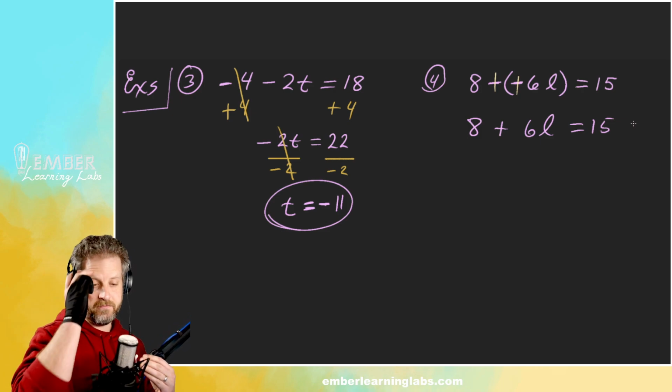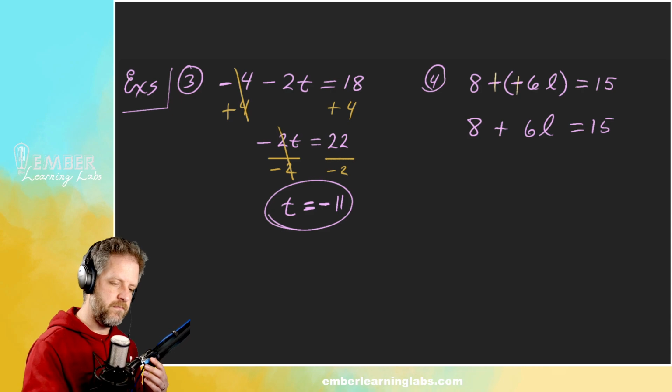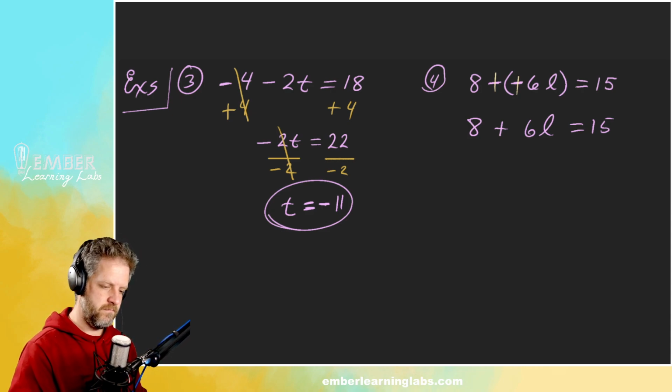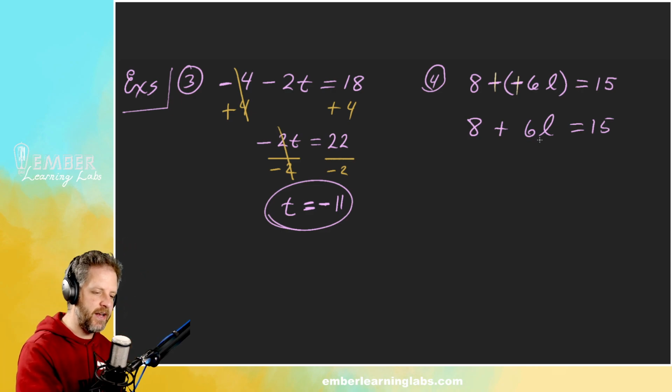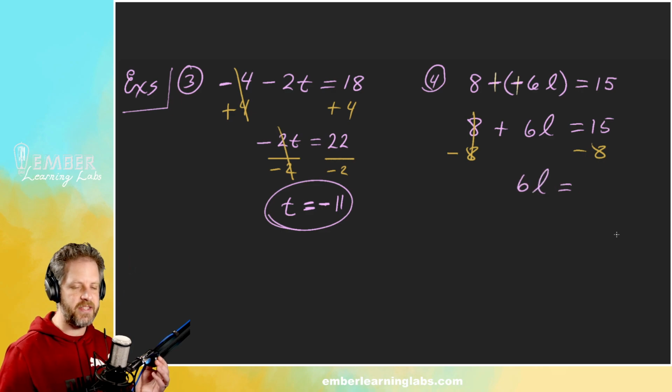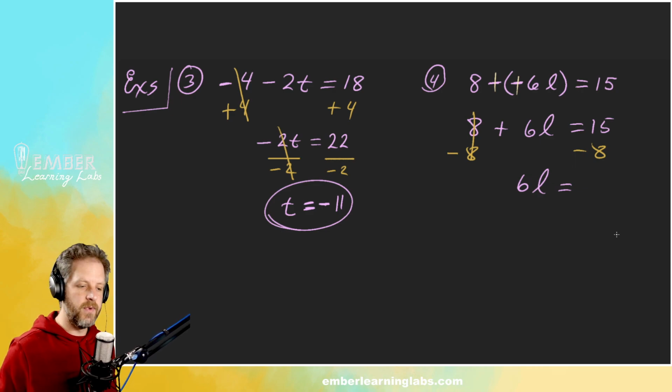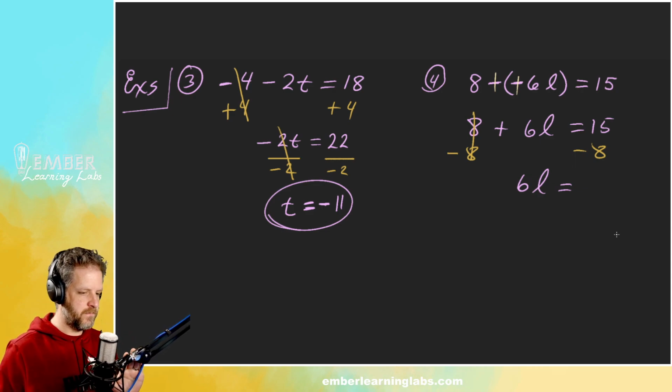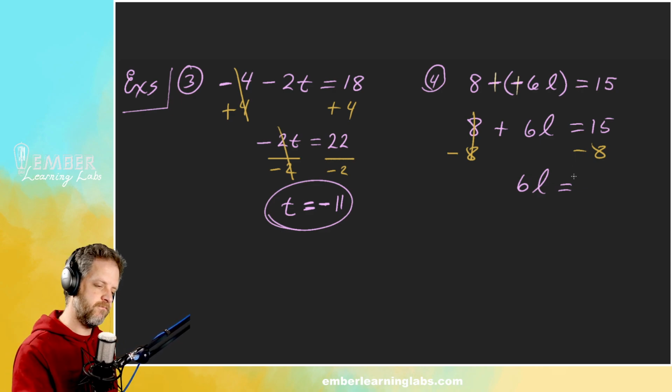Now what would we do? Minus which one? The 6? Well, the 6 is right next to L. What does right next to mean? That's multiplied, so that's not the one we want to get rid of first. We want to get rid of the addition, so subtraction. So we're going to subtract that 8. We're going to get 6L equals, what's 15 minus 8? 7. Yeah, you're right.